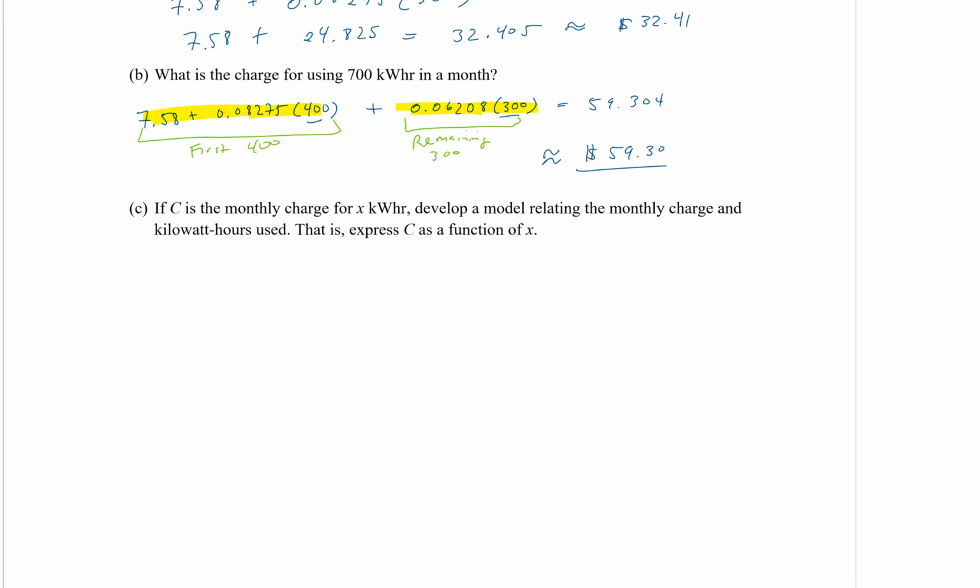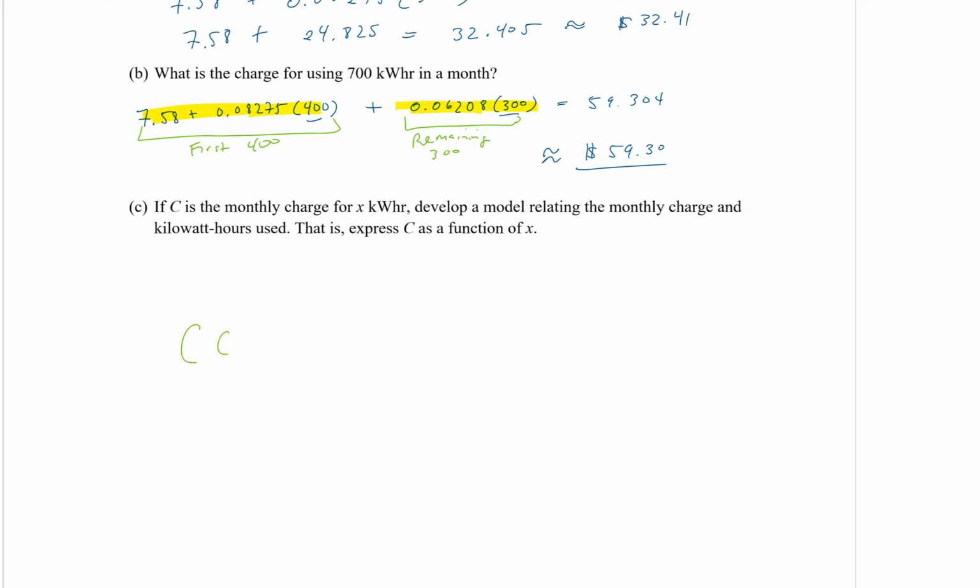Okay, so this is going to be a piecewise function because C is a function of X, right? So let me put C of X equals, and I'm going to have a piecewise. You can't have negatives. It doesn't make any sense, right? So you're going to pay $7.58 plus 0.08275 times X for the first 400, right? So if X is between 0 and 400. Make sense?